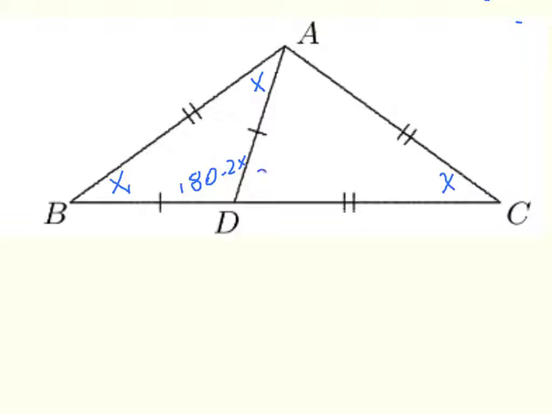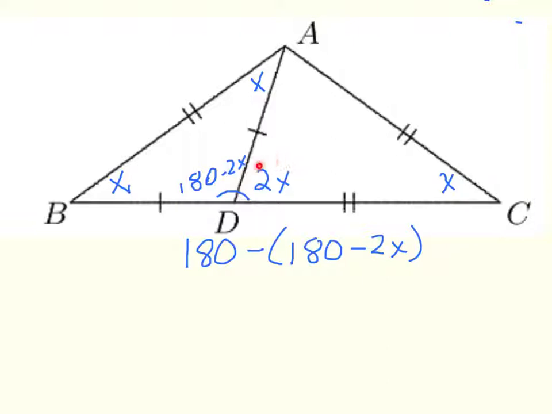So it's actually a positive 2x. So we're going to put a positive 2x here. And again, the reason is because I went 180 minus 180 minus 2x because of the linear pair. Couldn't you have just added X and X together? Could do that too. We could do exterior angles. And the exterior angle right here is always equal to the two remote interior. So these added together is another way to do it.